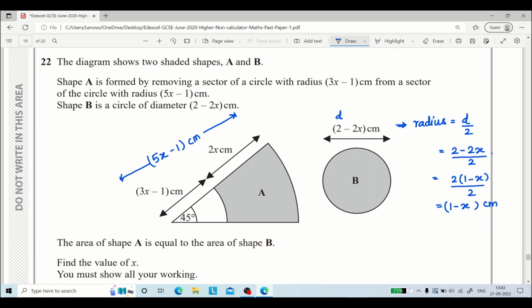For shape B, the area of shape A is equal to area of shape B. Find the value of x. You must show all your working. So the very first thing that you'll observe here is we'll have to find out the area of shape A. That is only this shaded part. Yes, which means we'll have to find out the area of this whole sector. That is right from here up till here, full sector. And then subtract this area, the unshaded area, so that you'll get the remaining shaded portion.